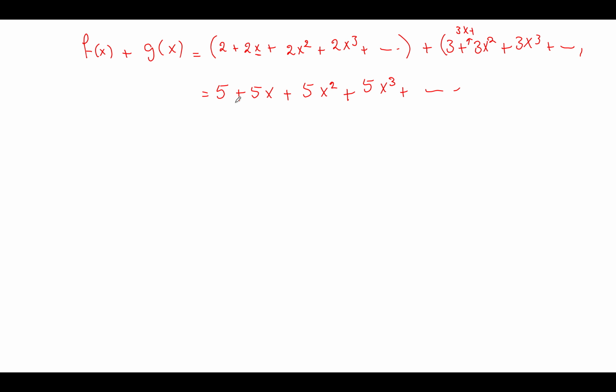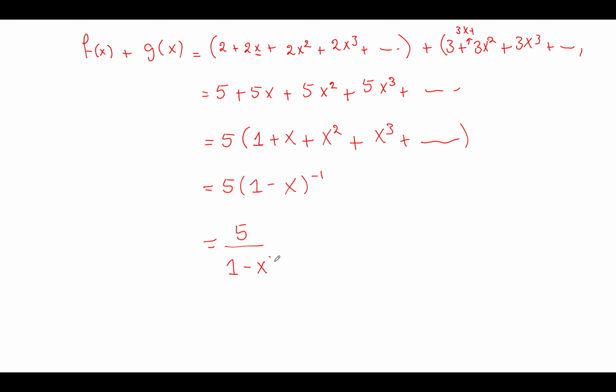Now we need to take this back to the closed form. If we look here, 5 is common in each term, so we can take it as the common factor. And we are left here with 1 plus x plus x squared and so on. The series form from the rules is equal to (1 minus x) to the power minus 1, which equals 5 divided by 1 minus x, which is equal to f of x plus g of x. All right.